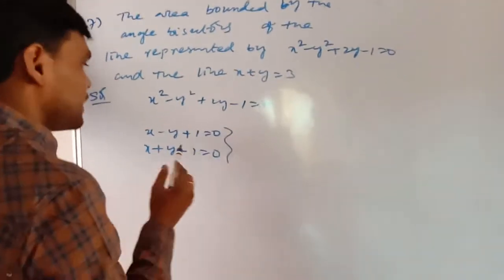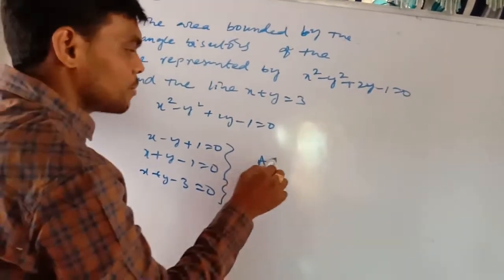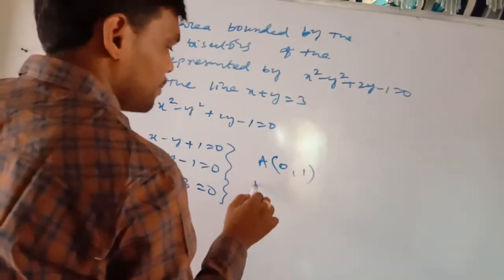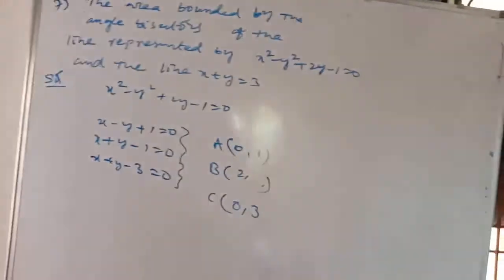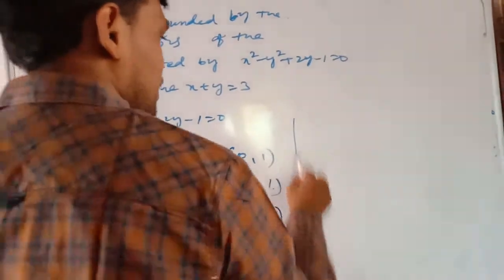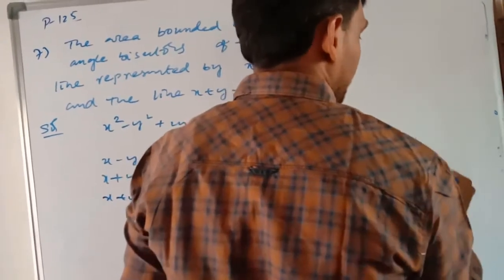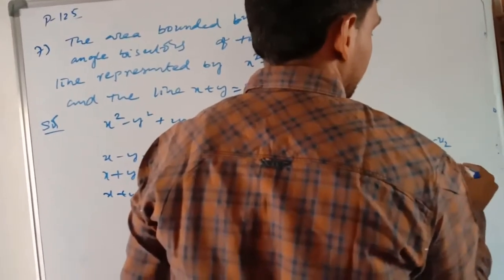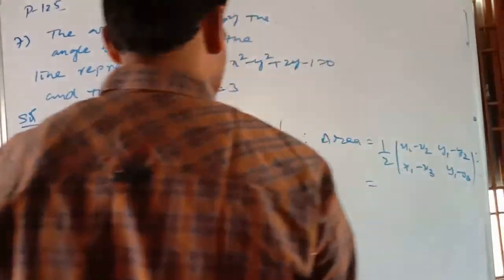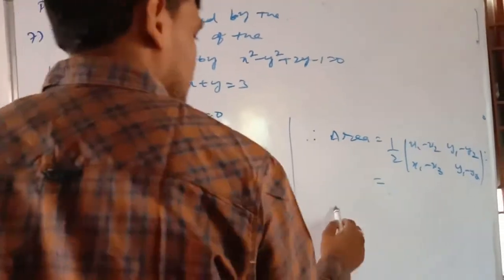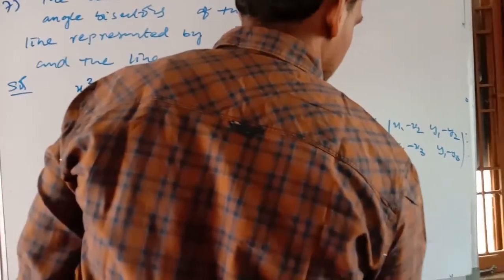Okay, now here, and also the line x plus y minus 3 is equal to 0. Solving these lines we get the points A(0, 1), B(2, 3) and C(0, 3). Okay, now the area is half into modulus of x1 minus x2, x1 minus x3 and y1 minus y2, y1 minus y3. Now substitute the points in this formula. Now we get the area is 2 square units. Okay, 2 square units.